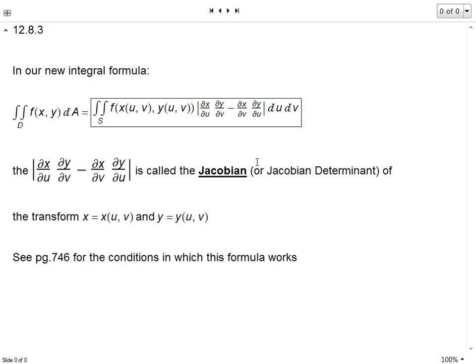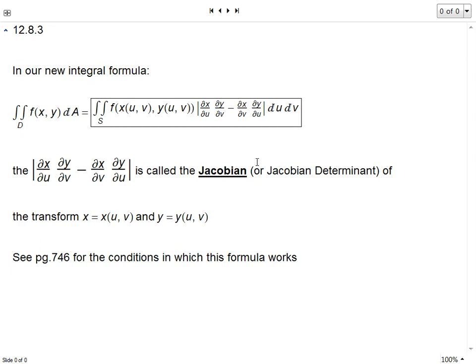I reference you to a page in the book. Let's see if that's still accurate, because this is a different book. Yeah, it's still on page 746. So there are some conditions where this won't work, certain changes of variable, but I'm not going to get into them because I won't ever give you something like that.